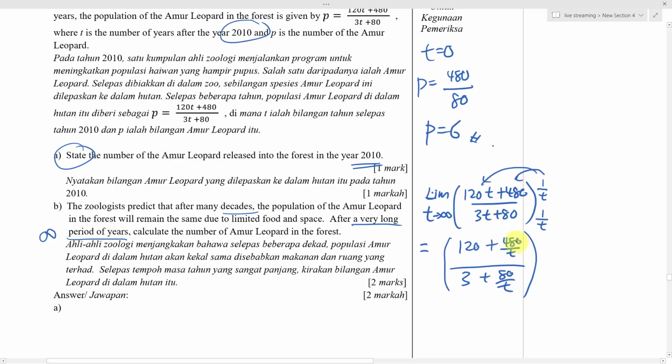Okay, now you imagine over here 480 divided by infinity. You just imagine 480 divided by an extremely big number. What will you get? You get 0, isn't it? If you don't believe me, you just type 480 divided by 9999999, a lot of 9s there.